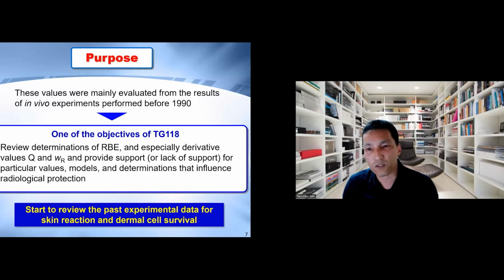And one of the objectives of our task group is to review the determination of RBE, and especially the derivative values Q and WR, and provide support or lack of support for particular values, models and determinations that influence radiological protection. To achieve this objective, at first, we started to review the past experimental data for skin reactions and dermal cell survival. So why did we choose skin? The answer is very simple. So many experimental data are available for skin RBE, and it's good for starting the discussion.